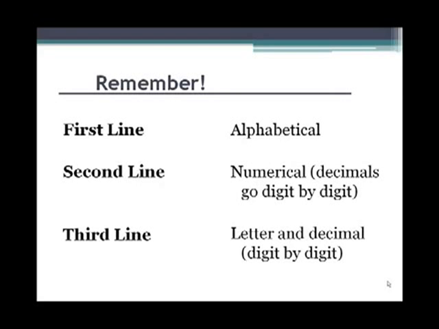So just as a quick review, remember that the LC call numbers are always ordered in a line-by-line manner. The first line, which is letters, goes alphabetically. The second line, which is numbers, goes in numerical order. And if a decimal follows the whole number, you order the decimal digit by digit. The third line, which combines a letter and a decimal number, is ordered digit by digit. The letter alphabetically and then the decimals digit by digit. Also, the shorter call numbers always go before an expanded one, even if it has dates, volumes, or other information.